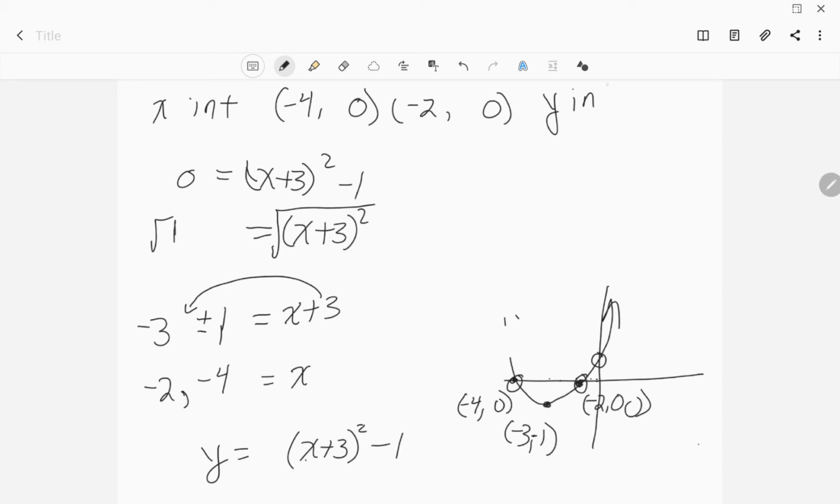Now, if I need a y-intercept, when I'm trying to figure out a y-intercept, my x is always 0. So I'm going to take that equation again. y is equal to x plus 3 squared minus 1. But this time my x is 0. So y is equal to 0 plus 3 squared minus 1.